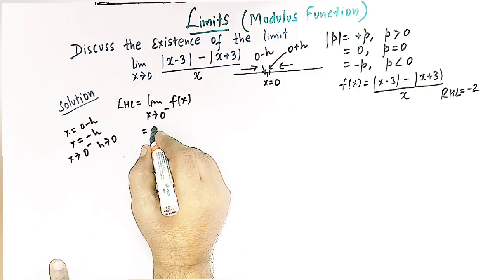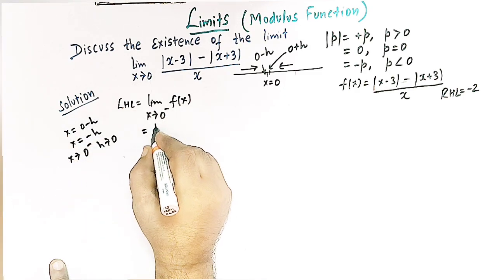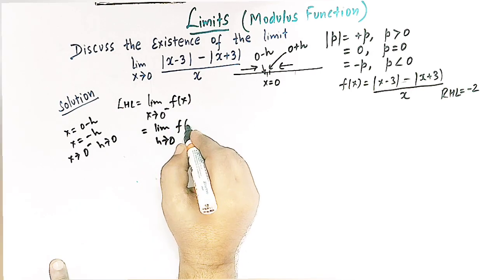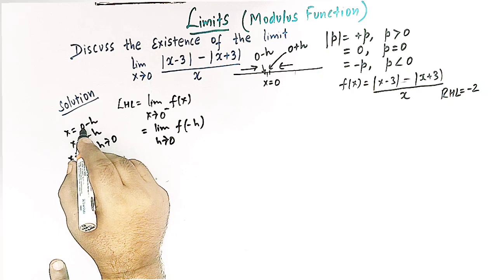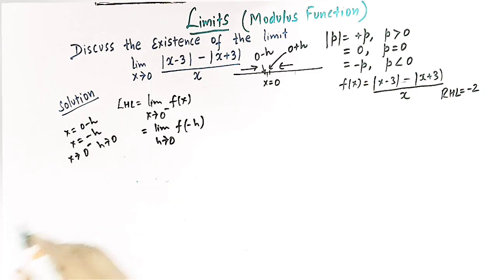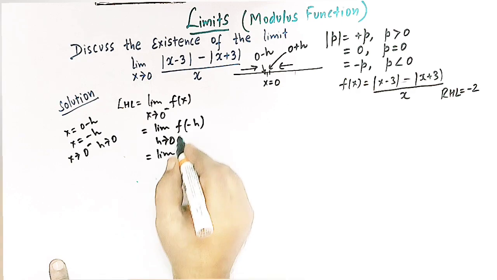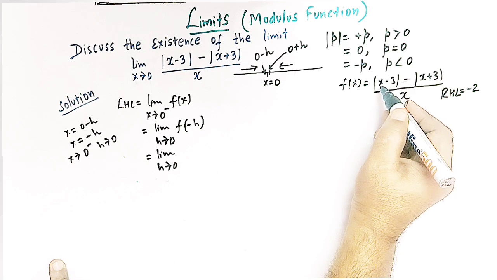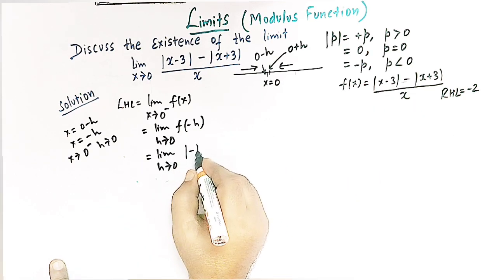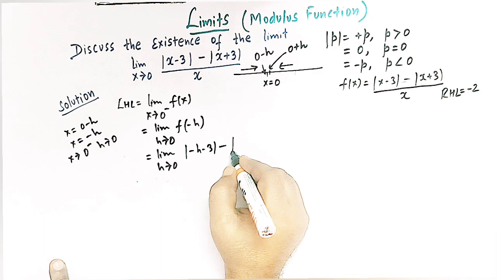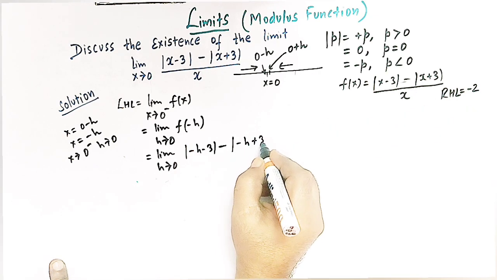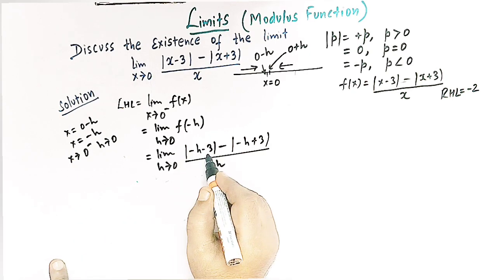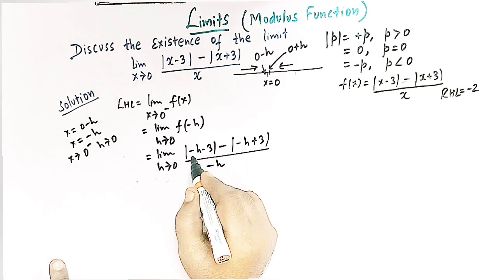So now we can write this limit in terms of h. We have limit h tends to 0, and here we have f of minus h, because x is equal to 0 minus h, that is x is equal to minus h. Now we can write the value of f of minus h by replacing this x by minus h. So we have mod of minus h minus 3 minus mod of minus h plus 3, divided by minus h. Now again we have to take care of these two terms, that is the mod functions.